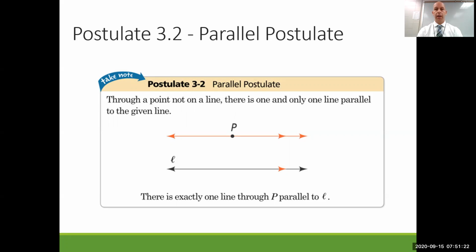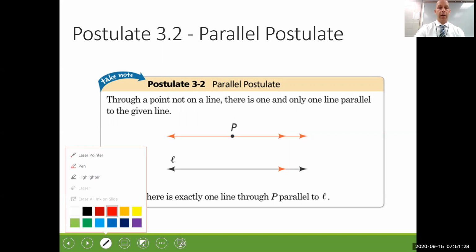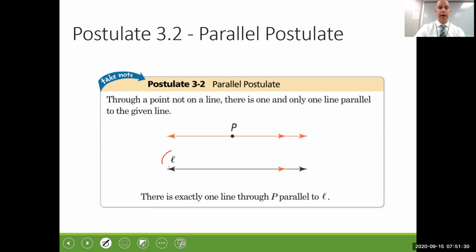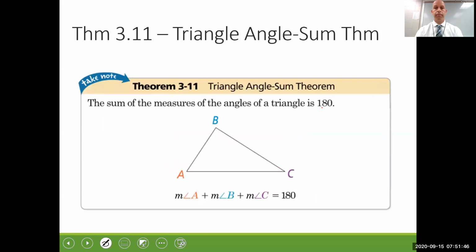It says, given any line and a point not on that line, there's exactly one line parallel through that point. So if we have a line L and there's some point P, then there's exactly this red line right here. There's exactly one line parallel to line L going through point P. There are other geometries where that is not the case.